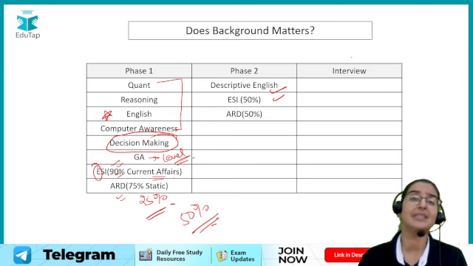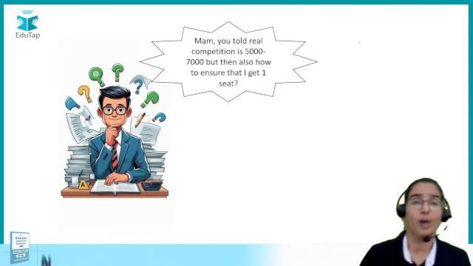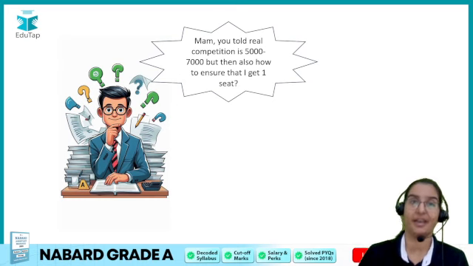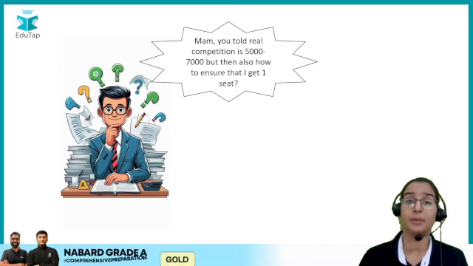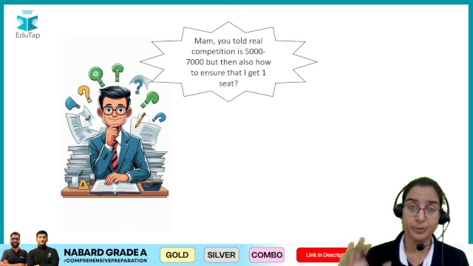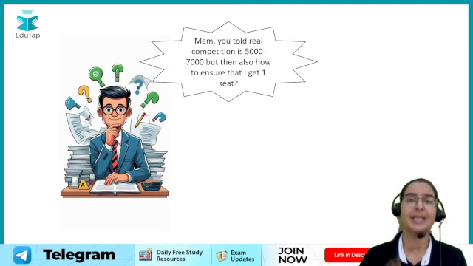So this tells us that the background is not a deciding factor as far as the NABARD Grade A exam is concerned. Now, a different kind of question that comes to the mind of students is: ma'am, the competition is still high, 5,000 to 7,000 people applying or competing for only 50 positions, or at max 60 positions, so how can I ensure that I get even one seat?